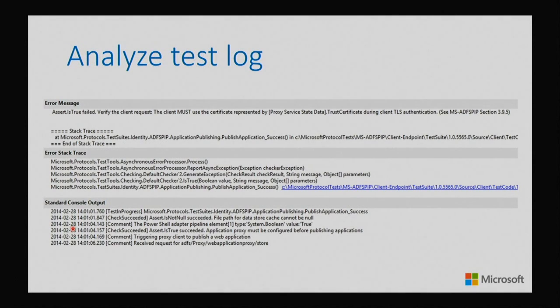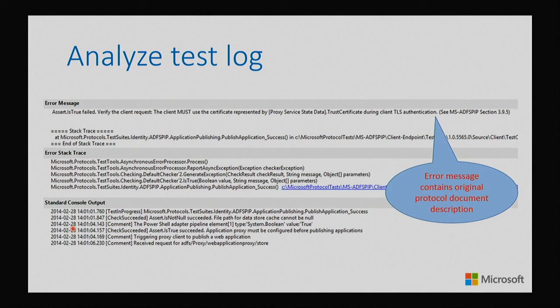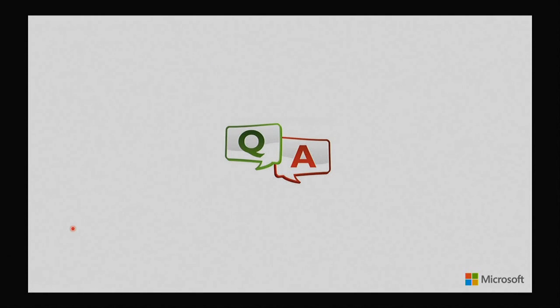Later, you can analyze the test log. Our test log records every step of the test cases and the detailed assessment of whether the data structure matches the protocol documents. For error messages, it will include protocol document section numbers, so that you can quickly find the related statements in the document. Okay, this is my introduction for the BYOD test suites.